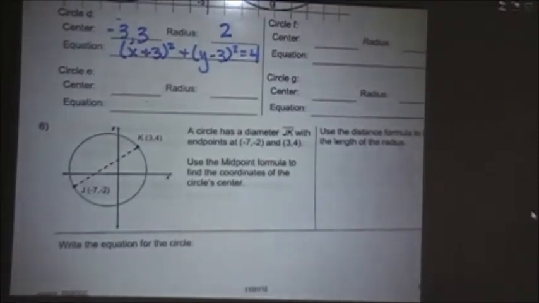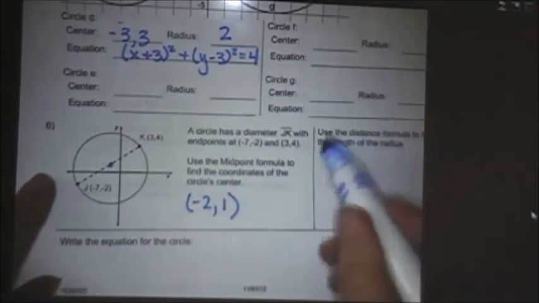So if I'm going to average my x values, I just add negative 7 and 3 together. That's negative 4. And divide it by 2, so my x value is negative 2. And then I average my y values. 4 plus negative 2 is 2. Divided by 2 is 1. So that's my center point, the point (−2, 1).